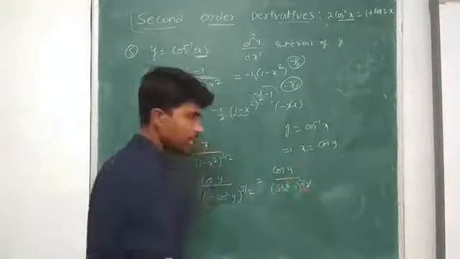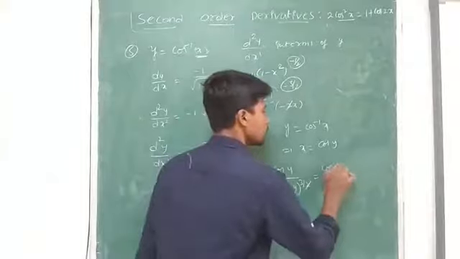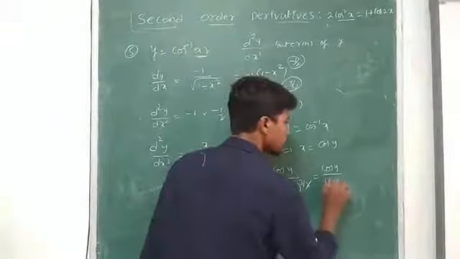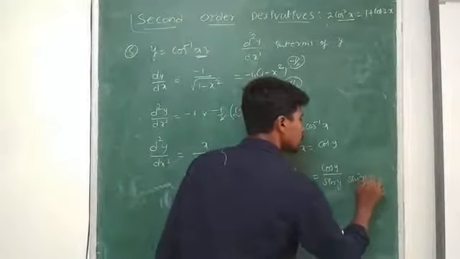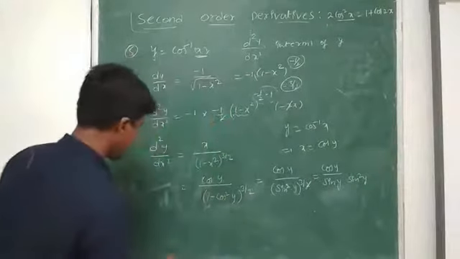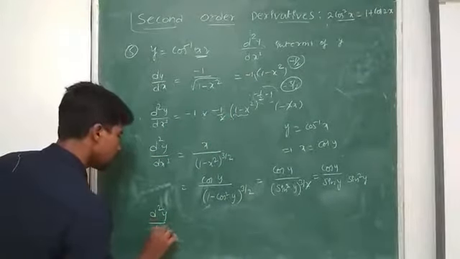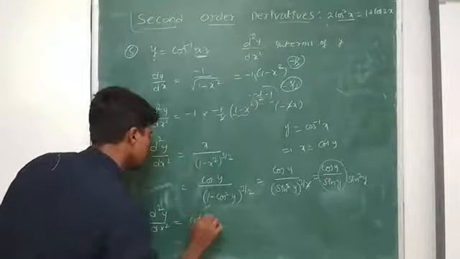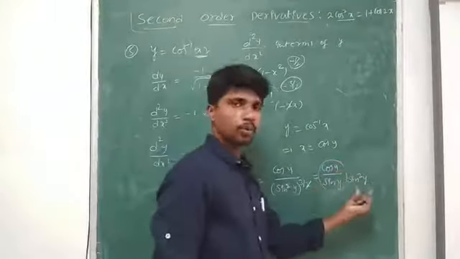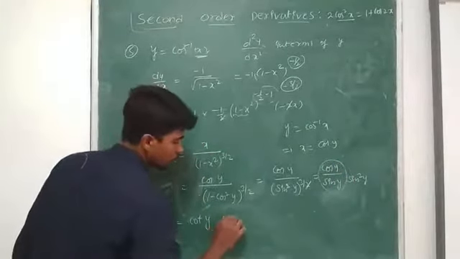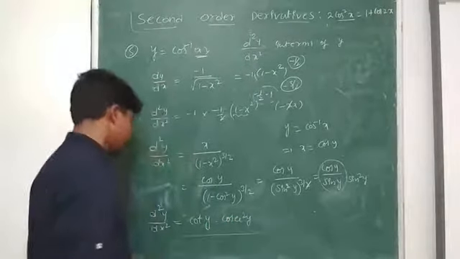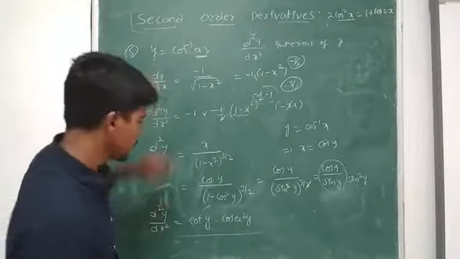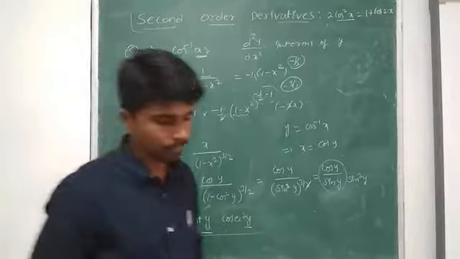So the square and the 2 will get cancelled. What I get is cos y by sin cube y. Sin cube y I am writing as sin y into sin square y. Now the final answer: d square y by dx square equals cos y by sin y, cot y, into 1 by sin square y, nothing but cosecant square y. Now you see, we expressed the double derivative of the given function in terms of y. Okay, the next problem.